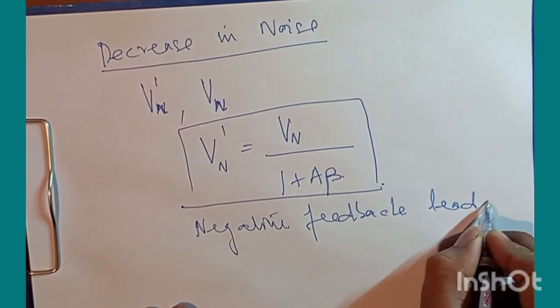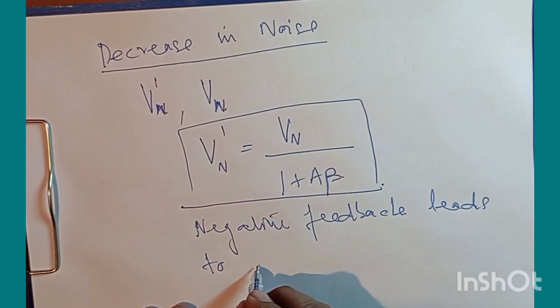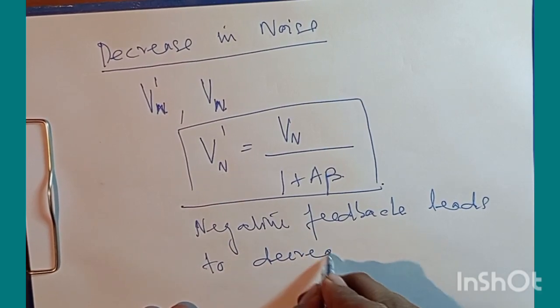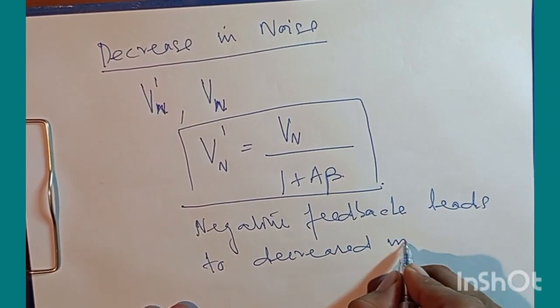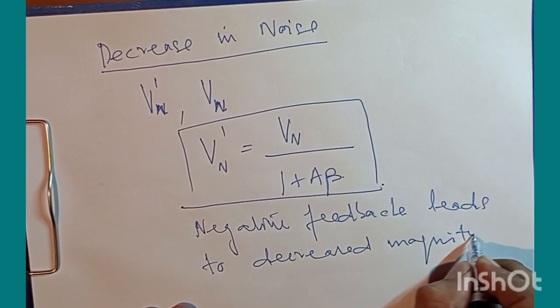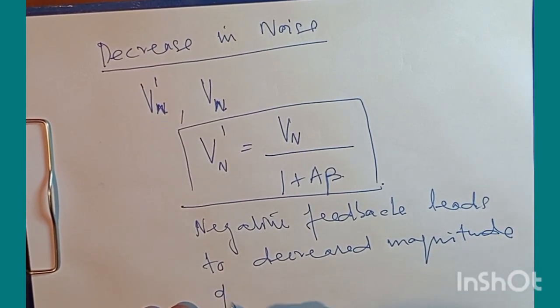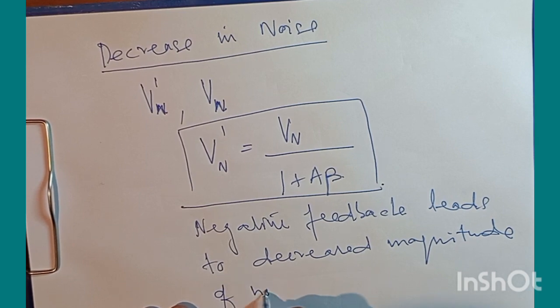So negative feedback leads to decreased magnitude of noise. Okay, so here I would like to end this video.